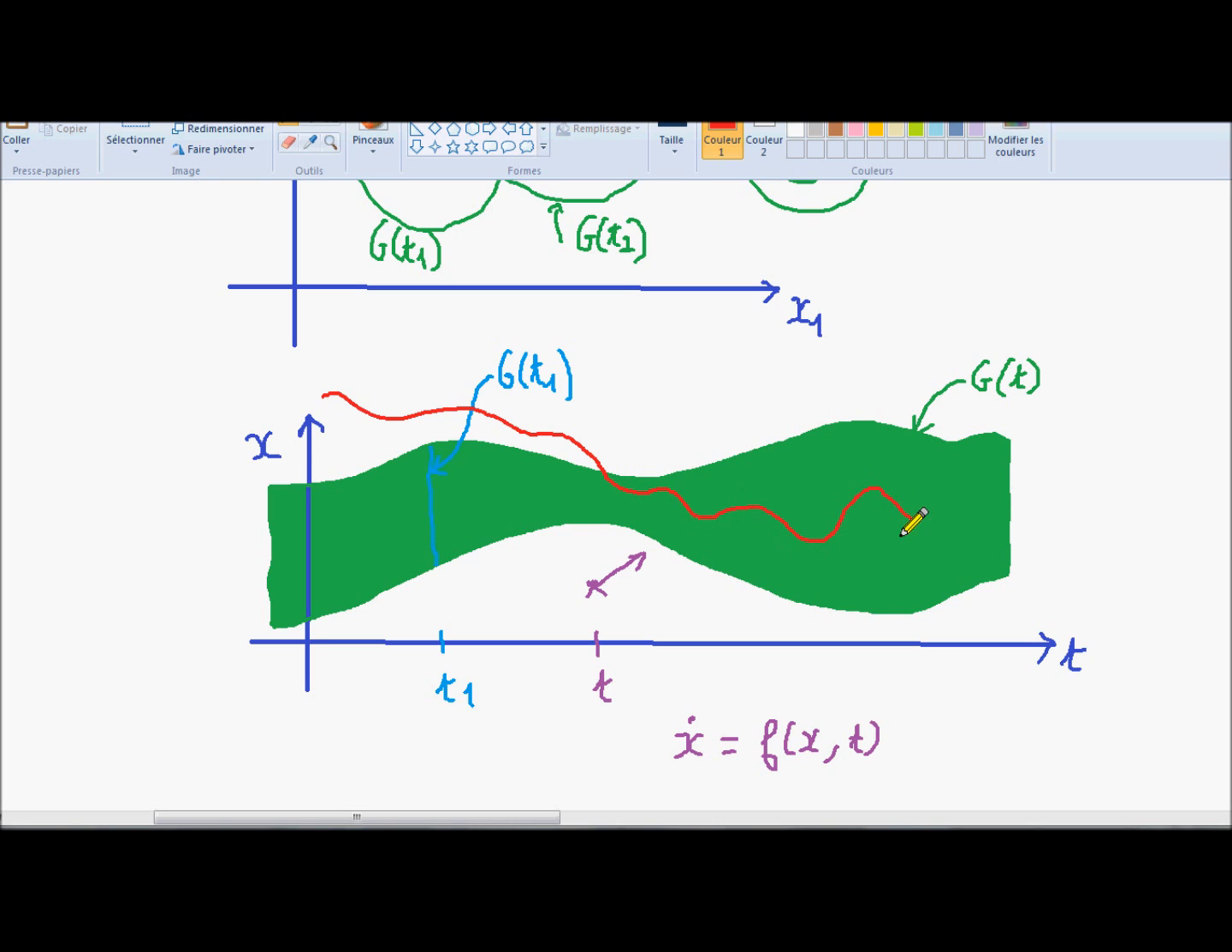Another capture tube is this one, of course. It is another capture tube. And I have maybe one which is not a capture tube. For instance, black.